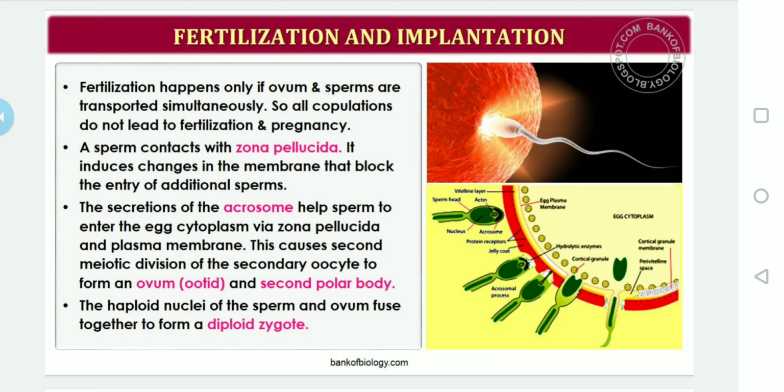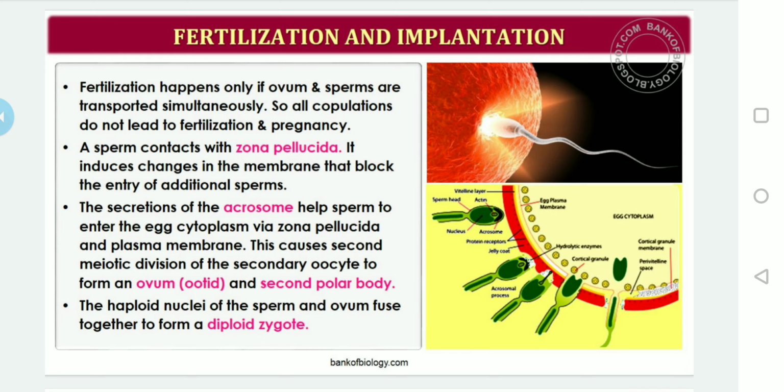These things we discussed when we were discussing oogenesis. Do you remember? Yes. So finally it gives rise to the haploid ovum, isn't it? Then what will happen later? The haploid nucleus of the sperm and that of the ovum fuse together to form a diploid zygote. Did you get it? So the fusion of N and N gives rise to 2N.